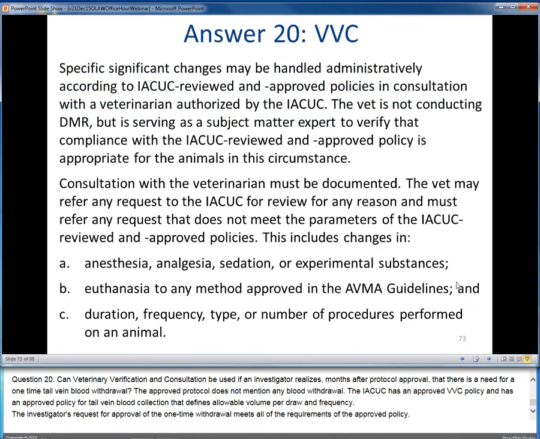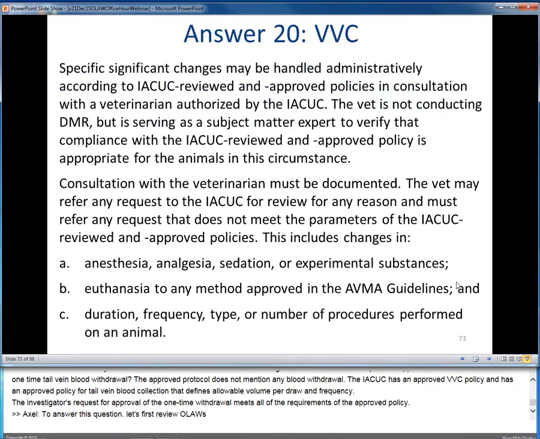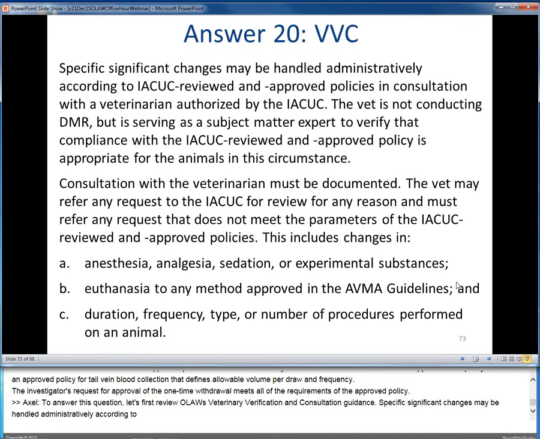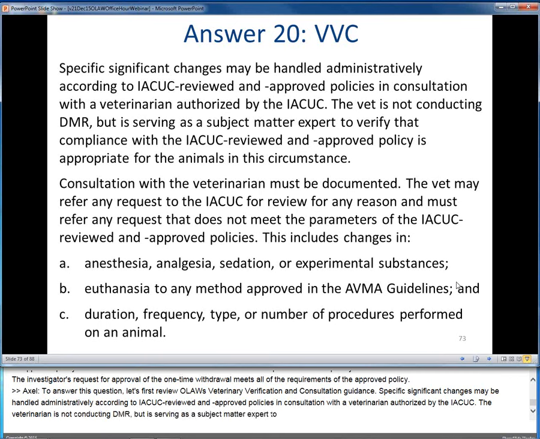To answer this question, let's first review OLAW's veterinary verification and consultation guidance. Specific significant changes may be handled administratively according to IACUC reviewed and approved policies in consultation with the veterinarian authorized by the IACUC. The veterinarian is not conducting DMR, but is serving as a subject matter expert to verify that compliance with the IACUC reviewed and approved policy is appropriate for the animals in this circumstance. Consultation with the veterinarian must be documented.